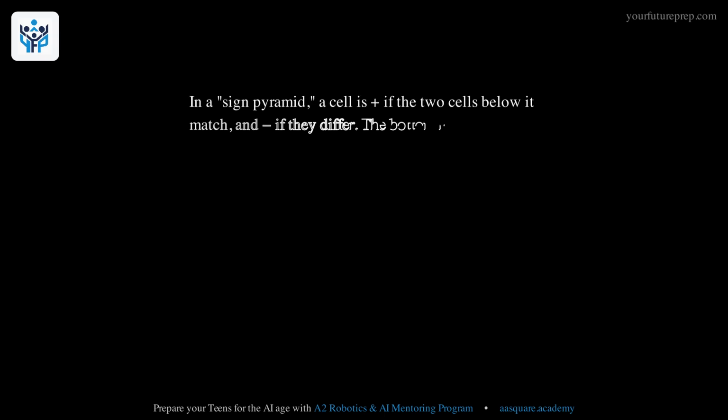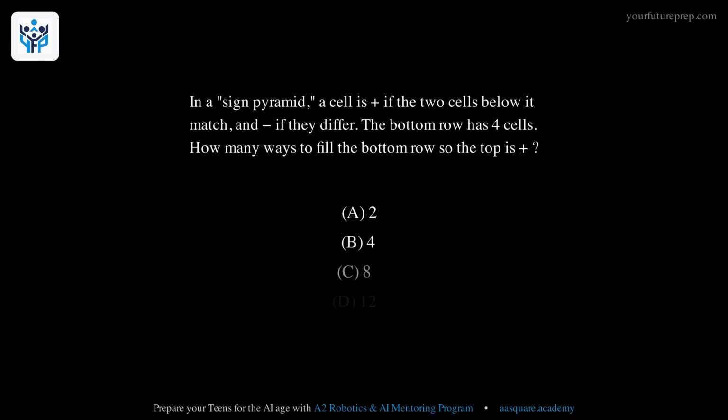In a sign pyramid, a cell gets a plus if the two cells directly below it have the same sign, and a minus if they have different signs. The pyramid has 4 levels, so the bottom row has 4 cells. How many ways are there to fill the 4 bottom cells, each a plus or a minus, so that the top cell is a plus?